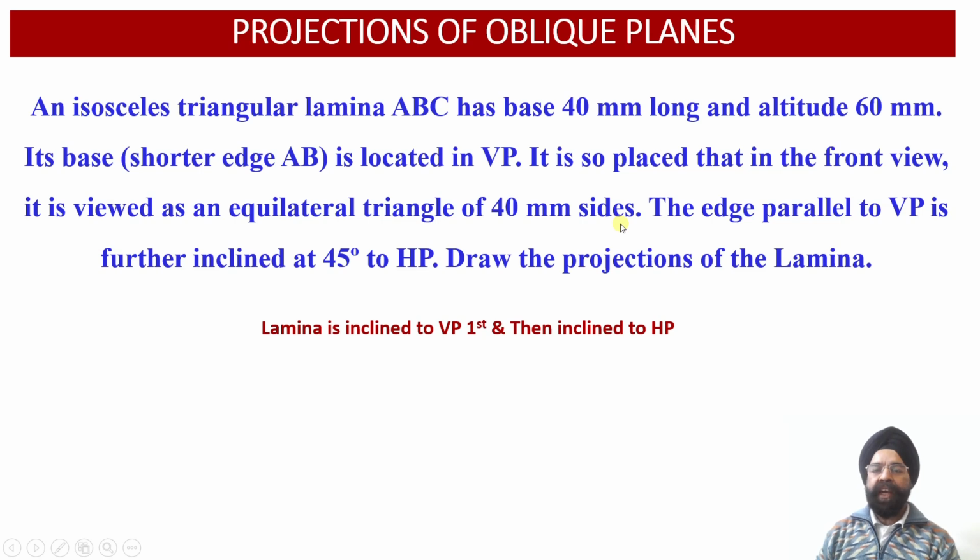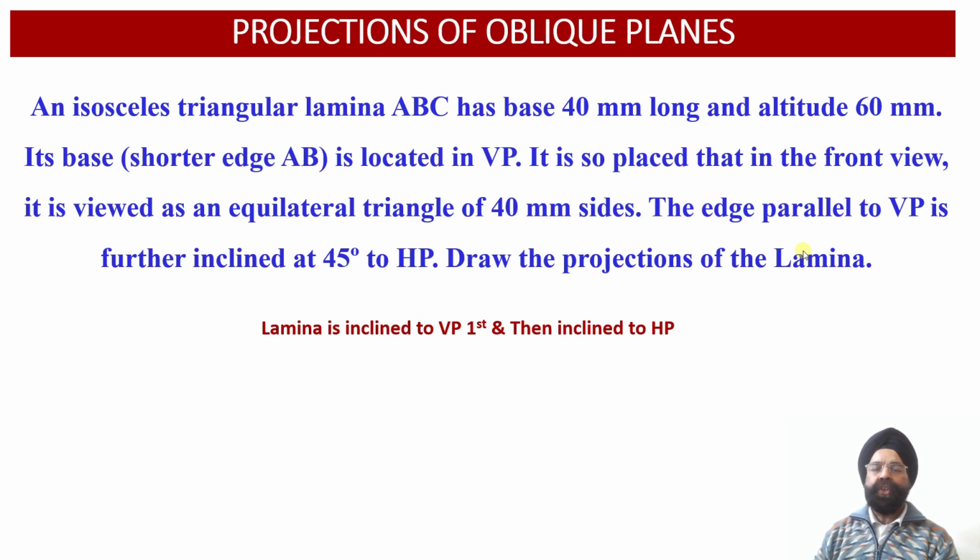That is, when we incline this isosceles triangle with respect to the vertical plane, the longer isosceles edges of this triangle ABC will get foreshortened in the front view because of the inclination of this triangle with respect to the vertical plane. So there will be foreshortening of the longer isosceles edges of this triangle as viewed in the front view projections.